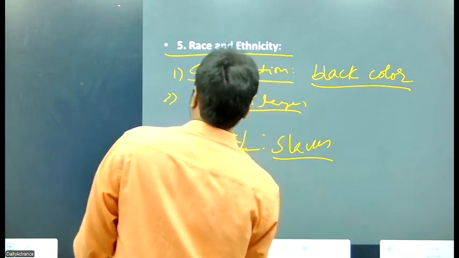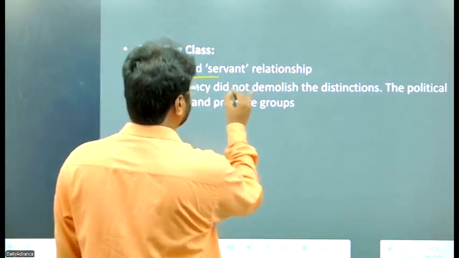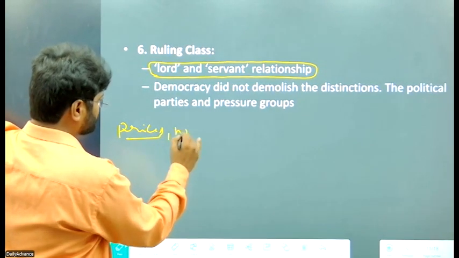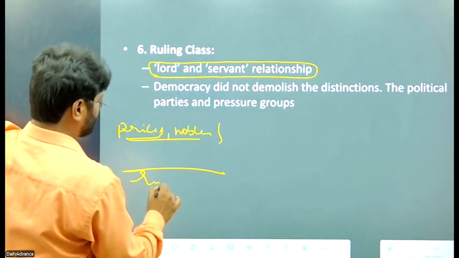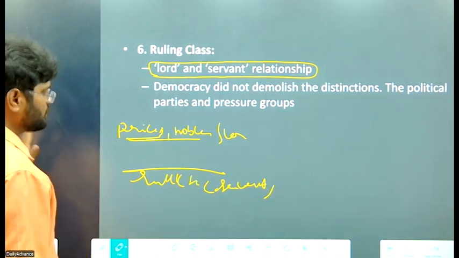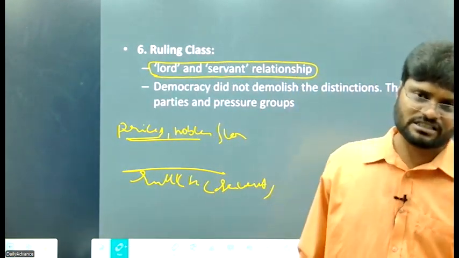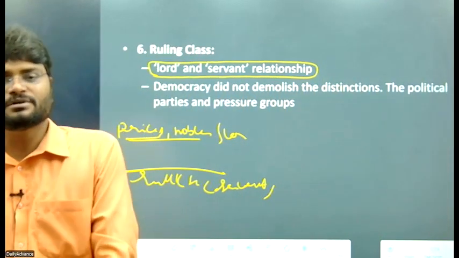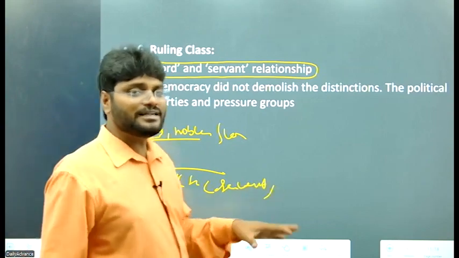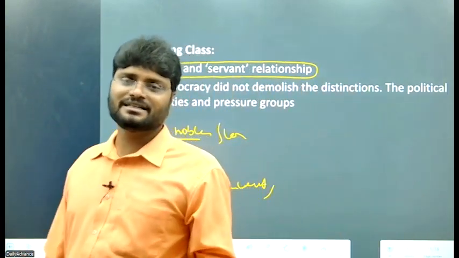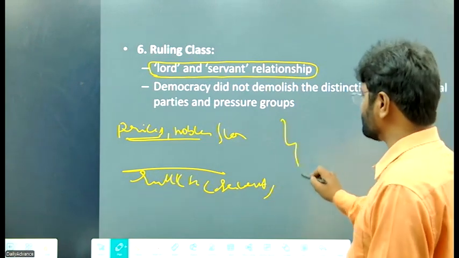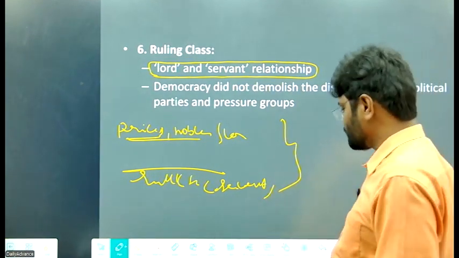Next one, the ruling class. It was the lord and servant relationship. In our Indian context, the princely states and nobles formed the highest in the stratification. The ruling people are the lords and the others are the servants, so their privileges are different. Even after coming to democracy, these classes control the remaining classes by establishing various political parties or controlling pressure groups. Whatever the changes in the political system, these ruling classes still ascertain their political power through establishing parties as well as controlling pressure groups. So even democracy could not demolish their privileges, as you can see.